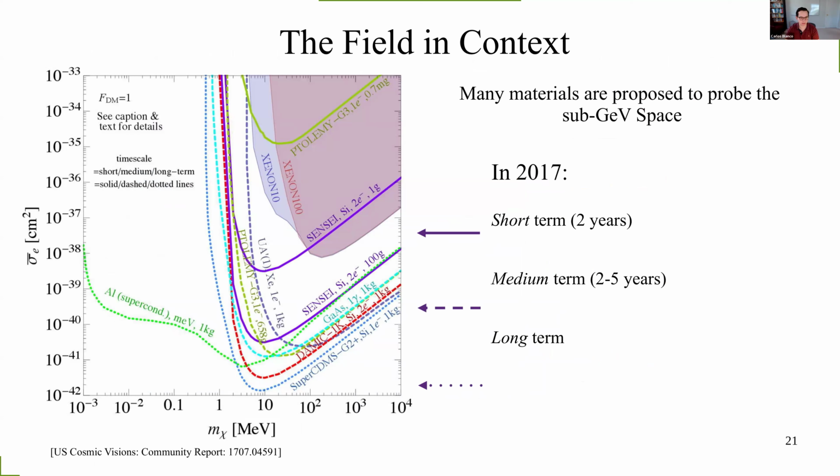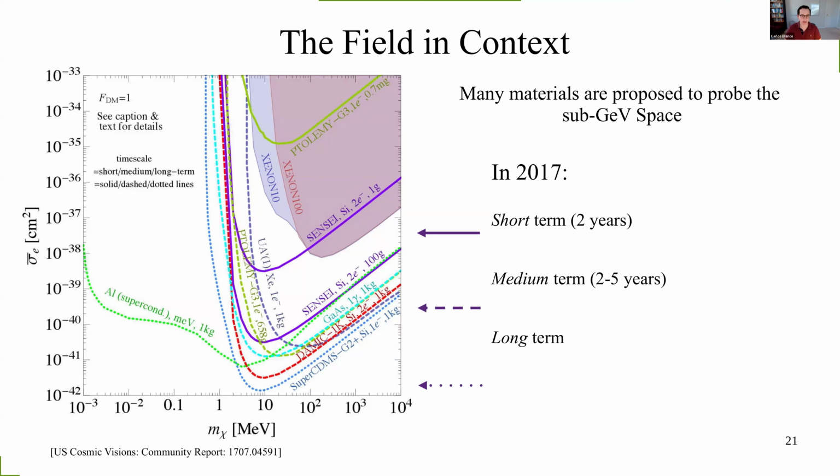So back in 2017, we put together this community report, the US Cosmic Visions report, where we were trying to say this is the general trajectory of dark matter research. And we put together plots like this, where we said, okay, this is how we envision the search for sub-GeV dark matter.